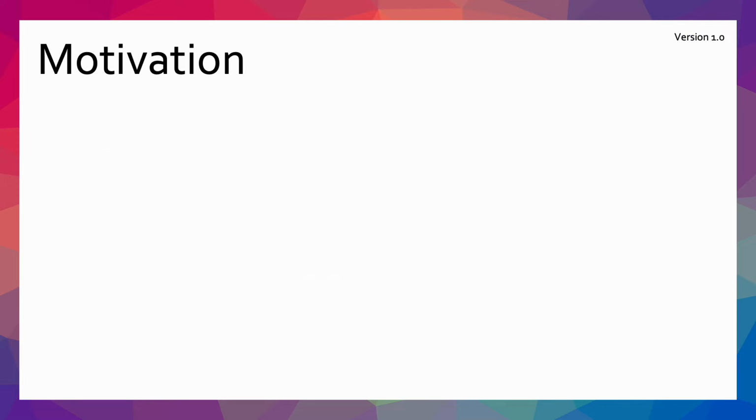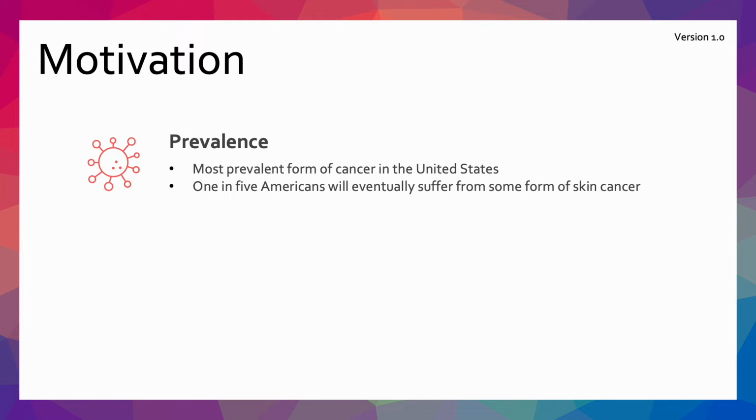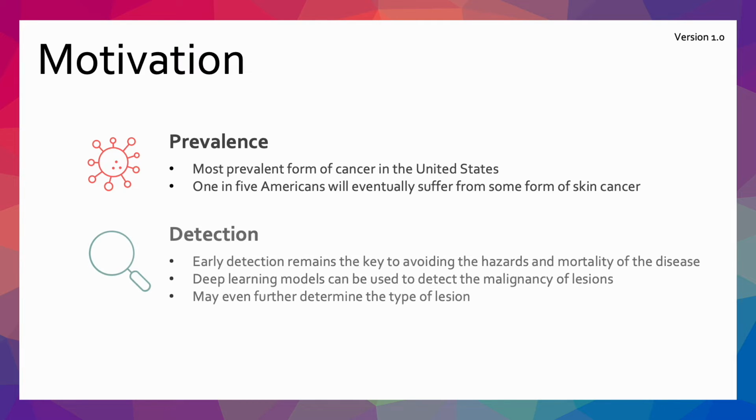For some motivation, skin cancer is very common. It is one of the most common forms of cancer in the United States and more than 1 in 5 Americans will eventually suffer from it, which is a very troubling trend. Early detection of skin cancer is the key and detection can be easy as compared to other forms of cancer. This is where deep learning models come into play, where they can be used to detect whether a lesion is benign or malignant. Further, they can even determine what kind of lesion it is for further diagnosis.